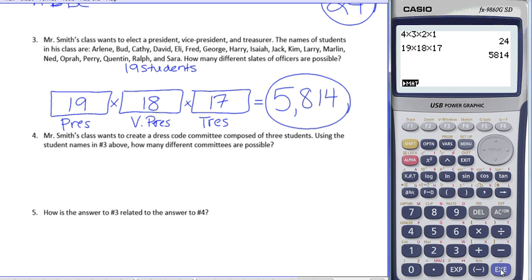So that's a big number. There's a lot of different ways that we can choose these. If we had to list these out, it would be way too many. All right, number 4, Mr. Smith's class, so the same one above, we still have 19 students.